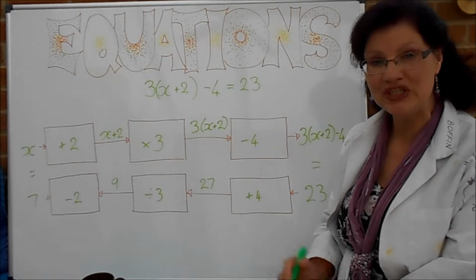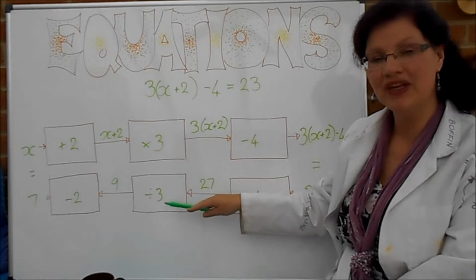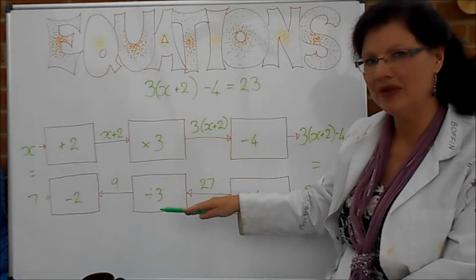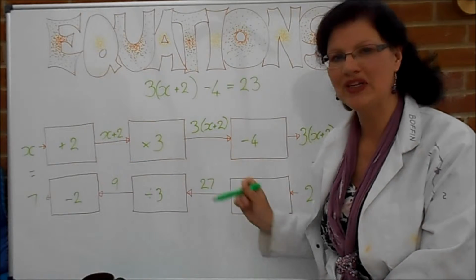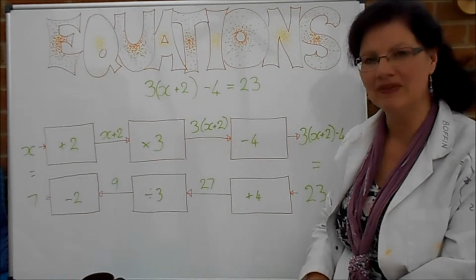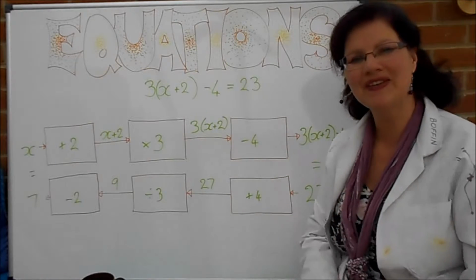So here's what your machine should look like. Our 27 gets put into a divide by 3 machine, comes out as 9, which gets put into a take away 2 machine and comes out as 7. X equals 7. That was our answer.